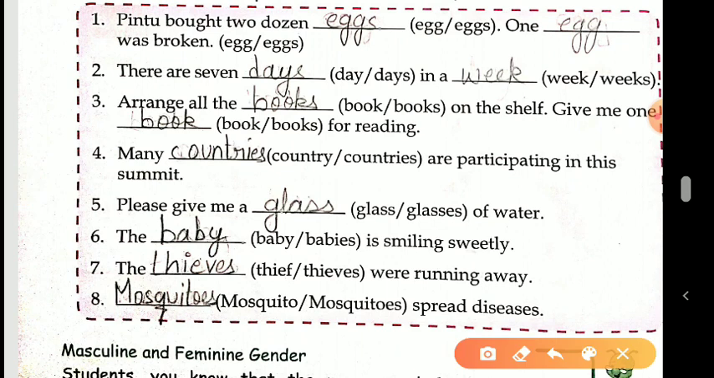There are 7 dash in a dash. Now 7 more than 1. So we'll write days. There are 7 days in a... A is there. So we'll write week, because a and an are used with singular things. So you remember, there are 7 days in a week.